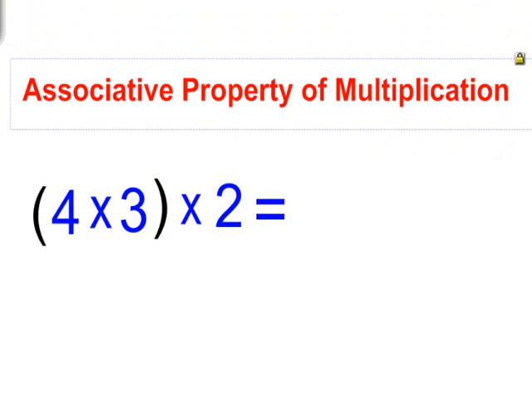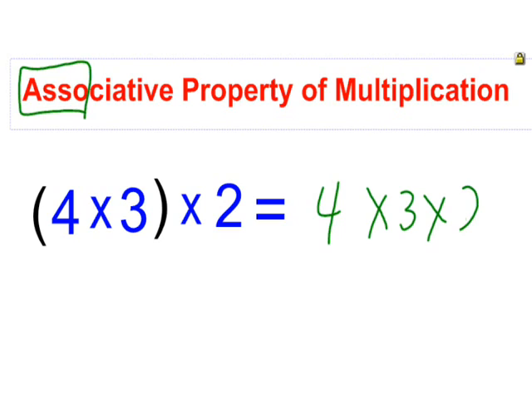So again, let's say that your teacher has asked you to complete the associative property of multiplication. All stay same order. So I'm going to write those three factors, 4 times 3 times 2. And the only thing that changes is how you've grouped the factors together. So on this side, I've grouped the 4 and 3. On the other side, I'm going to group the 3 and the 2.